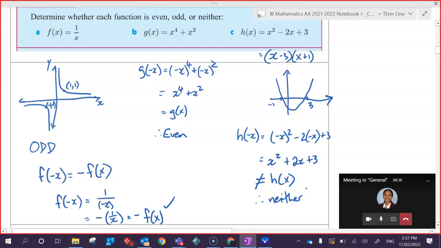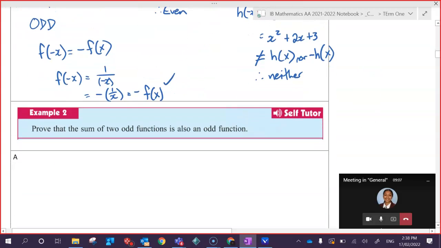I could have checked h. It didn't equal h of x, nor did it equal negative h of x. So it's not even. Nor did it equal negative h of x, so it wasn't odd. So that's why I could say it was neither. And from the graph, it's obvious that it doesn't have reflective symmetry, and it doesn't have rotational symmetry. So we're done. That's it.